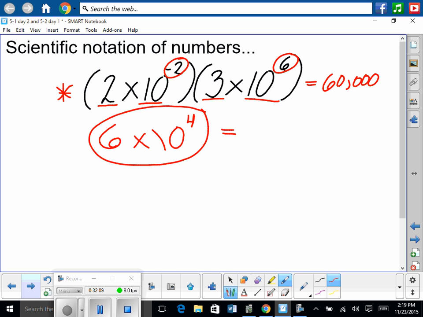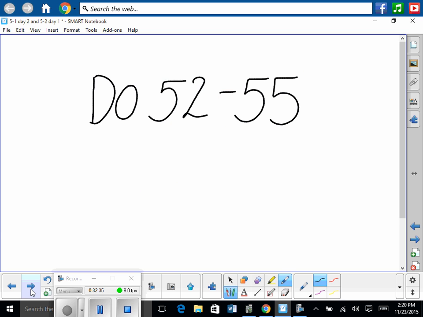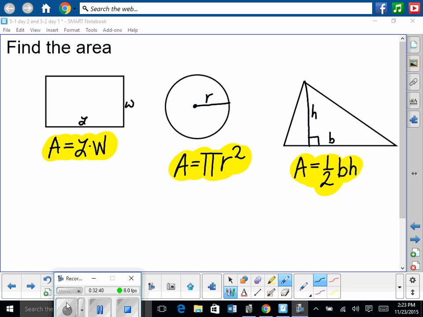Type this into your calculator: 6 times 10 raised to the 4th. You get 60,000. Guys, understand? This is equal to this. This is equal to this. This is just written as a scientific number. They took the decimal and moved it 1, 2, 3, 4. Whoa, did I skip something? 4 places. Does that make sense? Yes. That's why it's times 10 to the 4th. You should know how to do scientific numbers. It's really easy, right? So do 52 through 55. Ready, set, go.